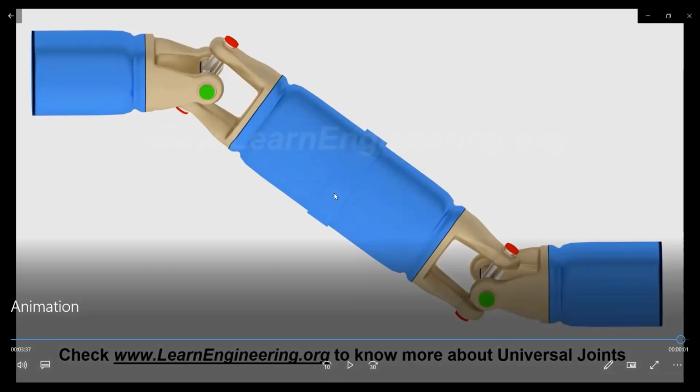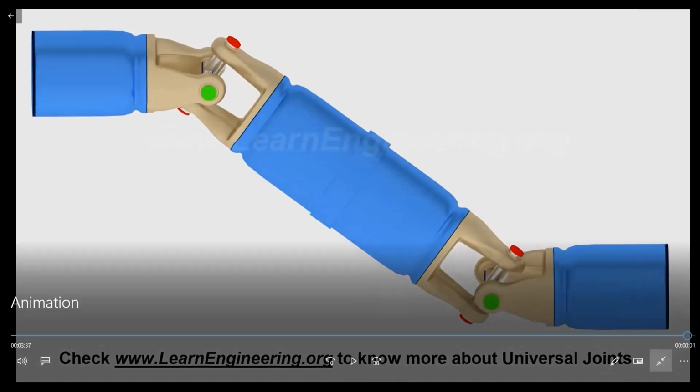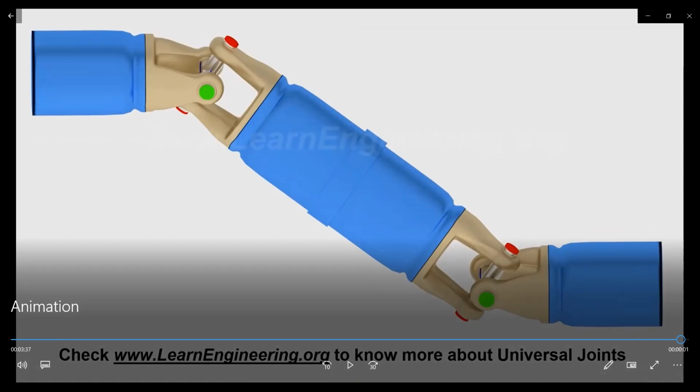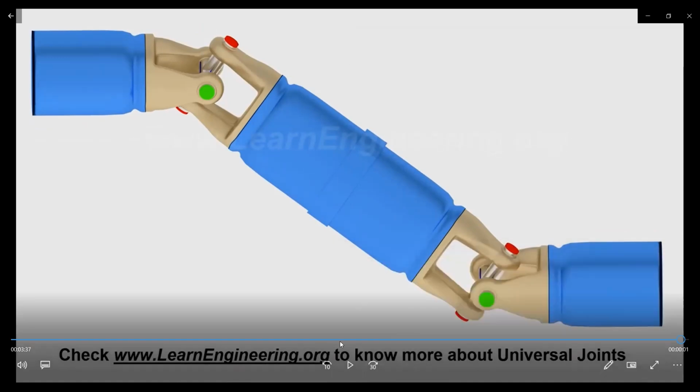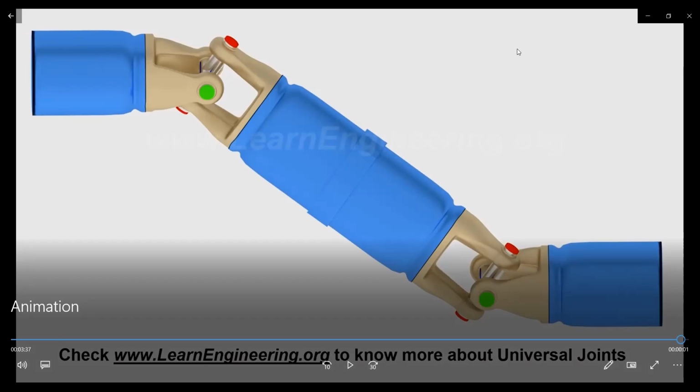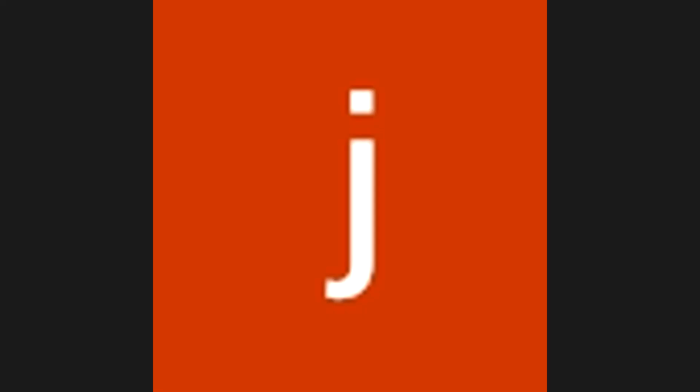Now let us do some analysis of the double hook joint. Sorry, first let us see the single hook joint, and then we will move to the double hook joint. So next, let us come back to the slides.